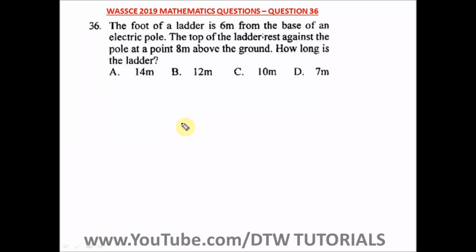Question 36 of the WAEC 2019 mathematics past question. It says the foot of a ladder is 6 meters from the base of an electric pole. So let's say this is the ladder, this is the foot. It's 6 meters from the base of an electric pole.